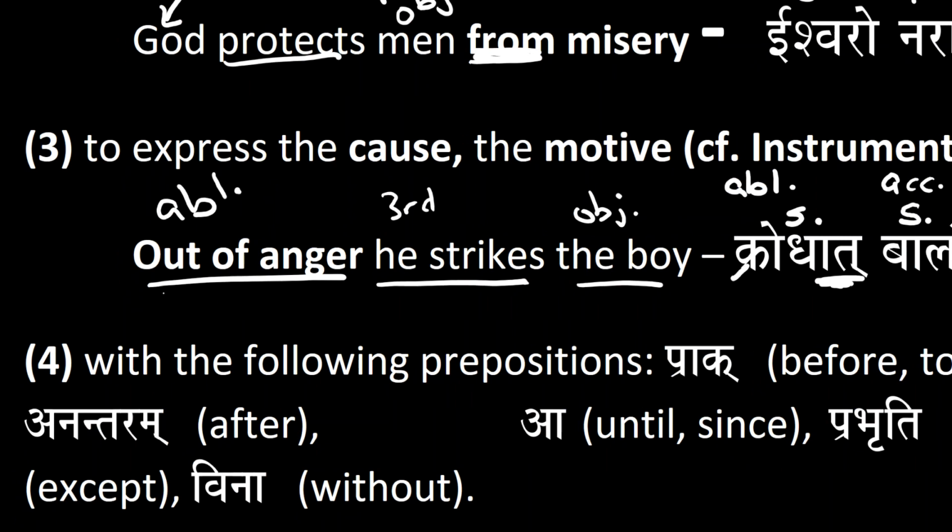So let's use an example. Since we have some space here, let's use anantaram. If we wanted to say "after misery," we would say anantaram duhkhat. We would use anantaram duhkhat because this is a preposition that governs the ablative case. So anantaram duhkhat is after misery. So this is an example.